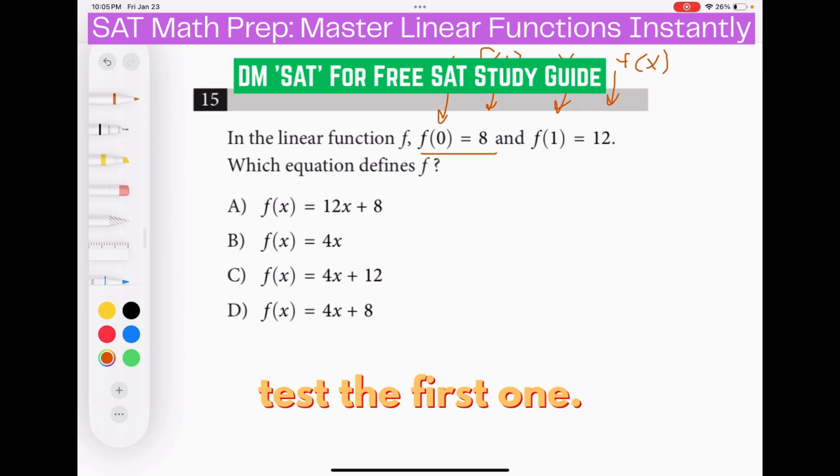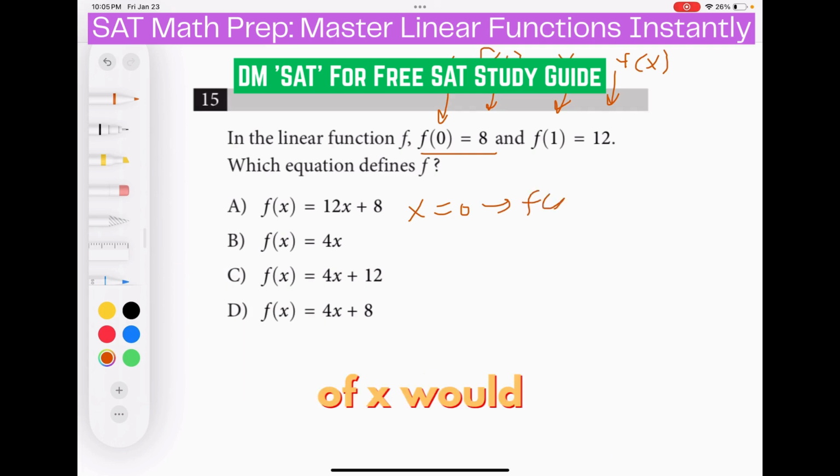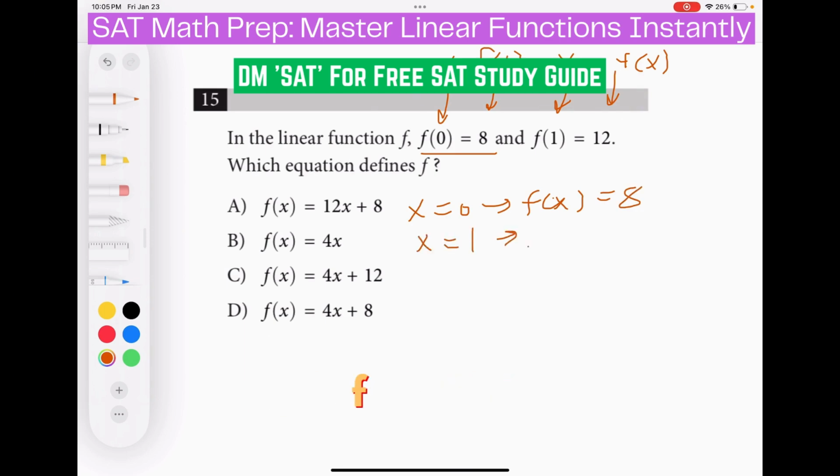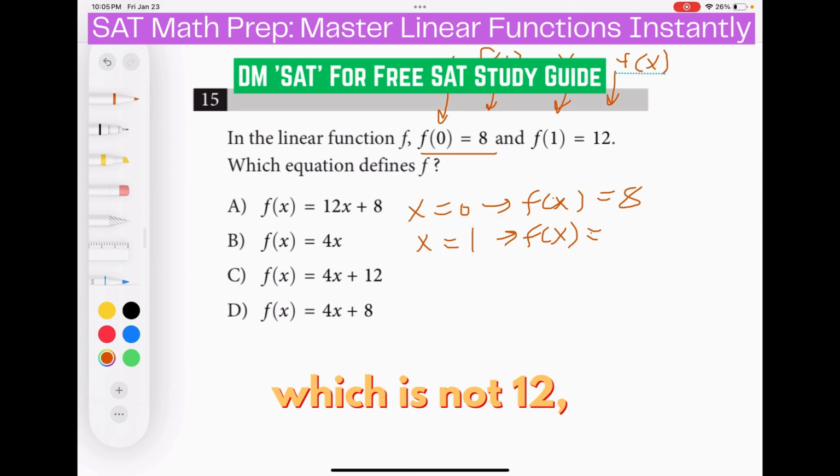So let's test the first one. When x is 0, f of x would be 8, so that checks out. And when x is 1, let's see, f of x is equal to 12 times 1, that's 12, plus 8, which is not 12, so we'll cross out A. Then for B, I'll use a different color, I'll use red.